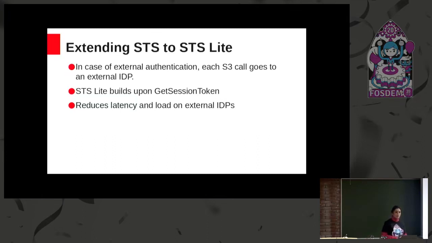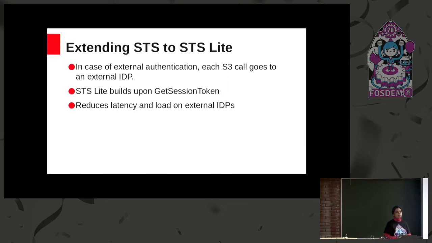So in RGW, we've also extended the concept of STS to something known as STS Lite. We have several kinds of authentication mechanisms, the main ones being the local authentication mechanism and the external authentication mechanism. In the local authentication mechanism, we authenticate all the incoming requests internally by calculating the V4 or the V2 signatures. But in the case of external authentication mechanisms, all S3 calls have to be routed to an external IDP which will take care of the authentication. So this introduces a lot of latency in authenticating any S3 call and also sometimes overloads the external IDP.